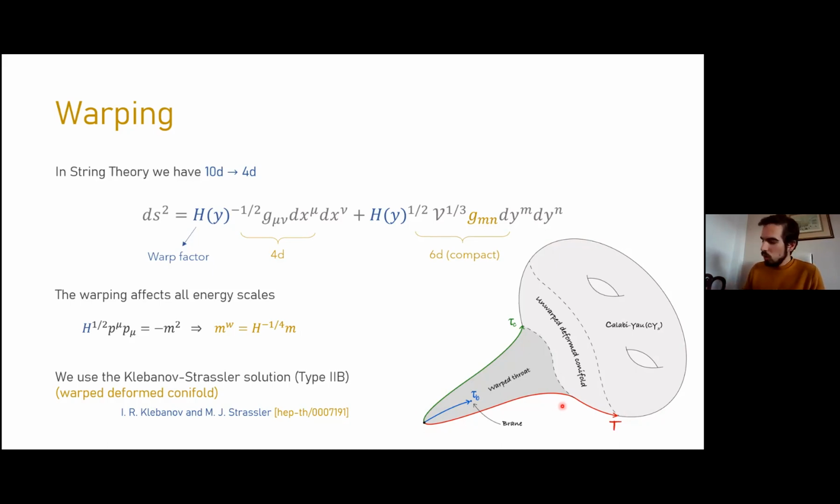And for convenience, we also include a region which is some kind of transition between the warped throat and the Calabi-Yau, which is described by the unwarped deformed conifold, just so you can have a metric which you can explicitly use in computations. Very well, this gives you the background of your solution. This is essentially the vacuum expectation value of the graviton.